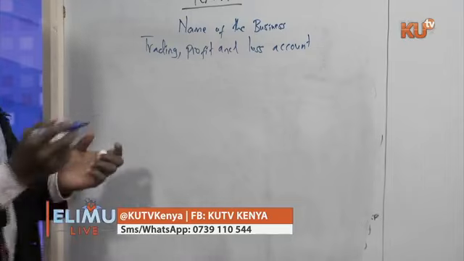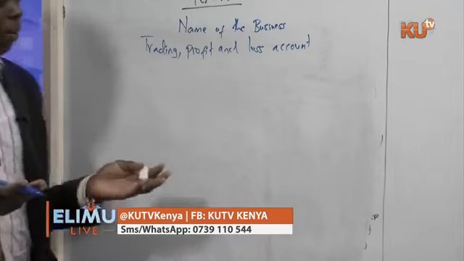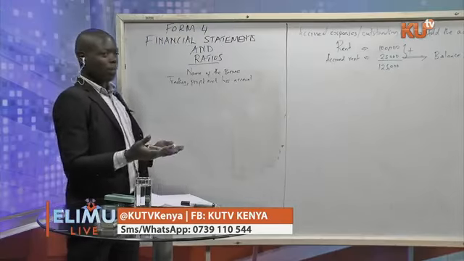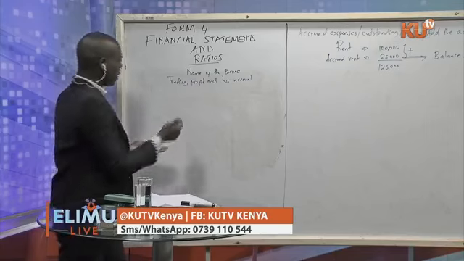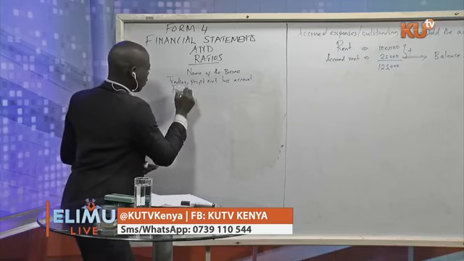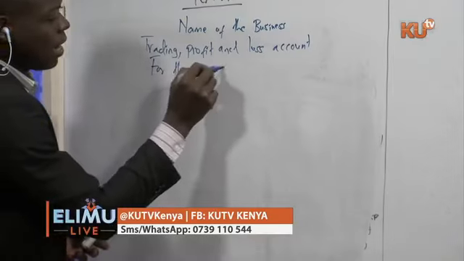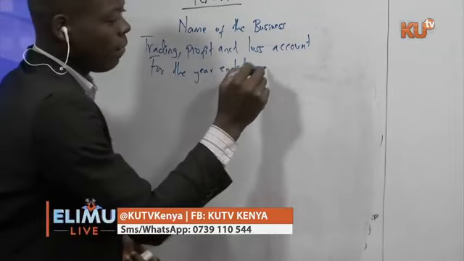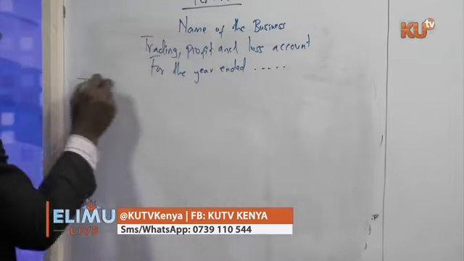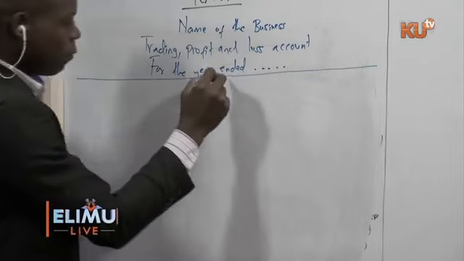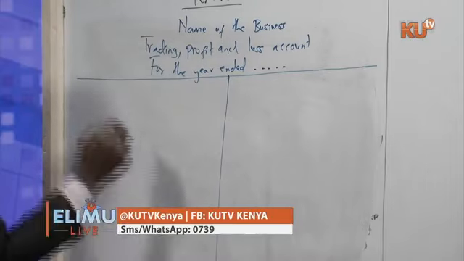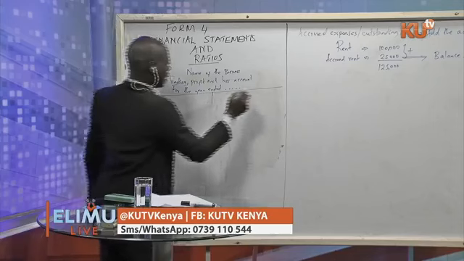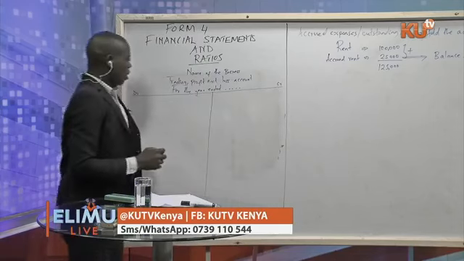Then below it, we write the date. We prepare the trading profit and loss account for a given year, so we say for the year ended, or for the year ending, whichever you'll use, then you give the date. We have two sides of this account. We have the debit side and the credit side.